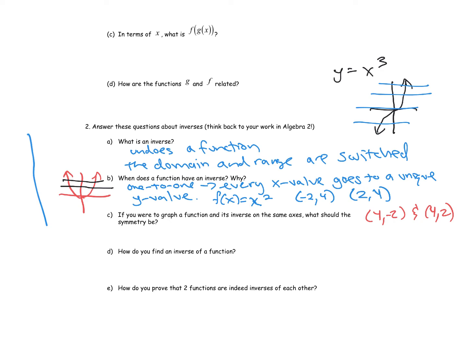Okay, so let's go to part C. If you were to graph a function and its inverse on the same axes, what would the symmetry be? Well, because you're flipping x and y, the symmetry should be across the line y equals x. Meaning if I folded the graph across the line y equals x, the function and its inverse should line up.